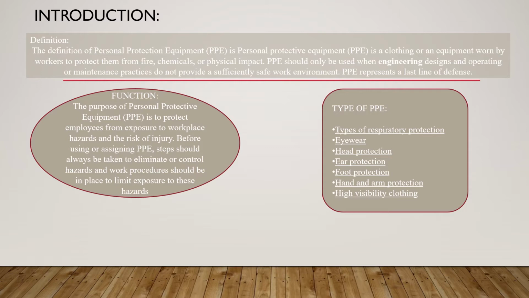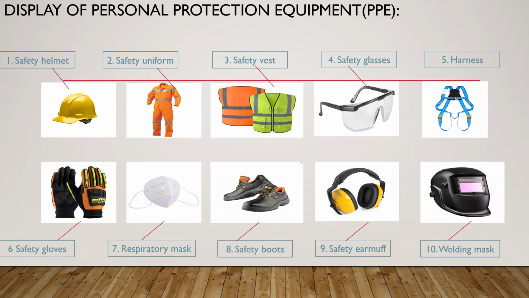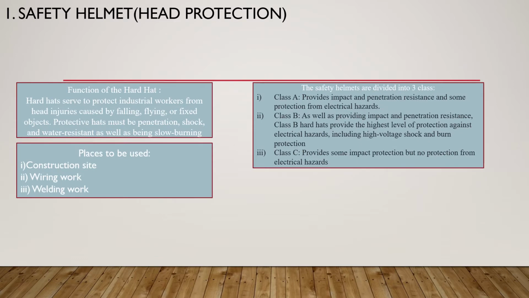There are a few types of PPE, such as respiratory protection, eye protection, head protection, ear protection, foot protection, hand and arm protection, and high visibility clothing. Okay, so this is the example of the safety equipment. Okay, the most common one, the most common use during site construction. So for the first equipment is the safety helmet.